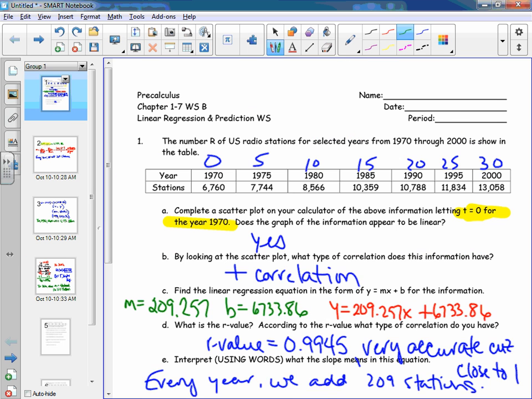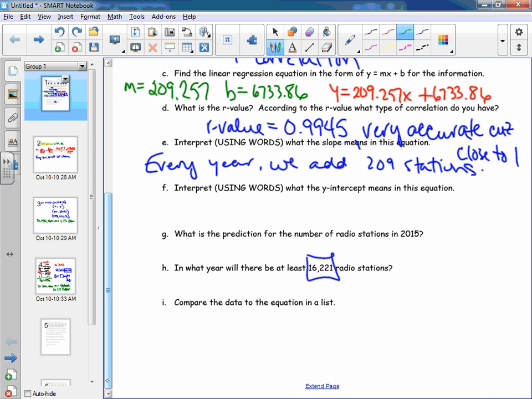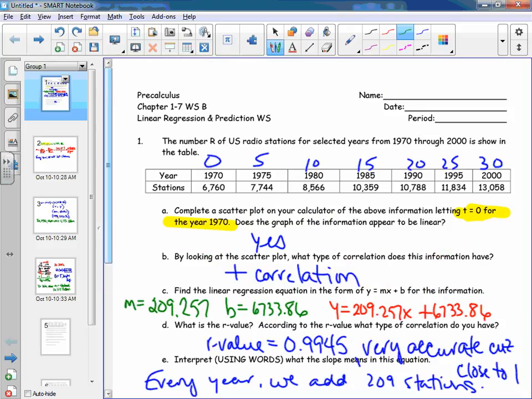Okay, now the last question, which is what Wesley talked about here, is compare the data to the equation in the list. What's going on? He said, well, in 1970, I had 6,760. What I want you to do is I want you to make another chart. If you want to add it down here, you can just add another row.